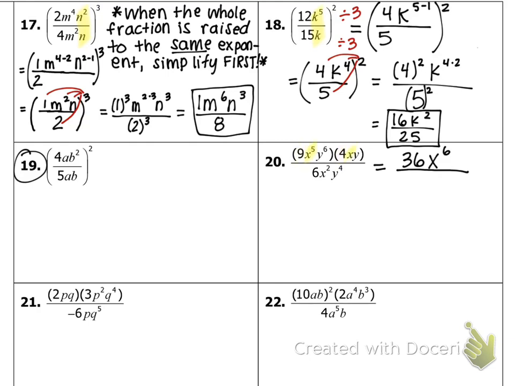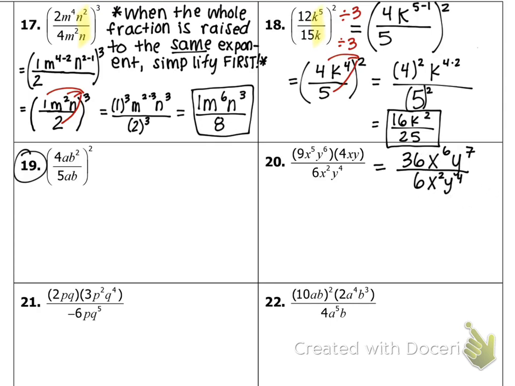X to the 5th times x is x to the 6th. And y to the 6th times y, that's 6 times, and then that 1 right there, remember we add those, 6 plus 1 is y to the 7th. Now we just keep the bottom the same. This didn't change. There's nothing we can do to simplify that. But now we can actually simplify this fraction and start subtracting exponents here.